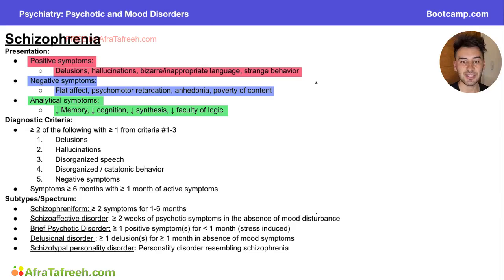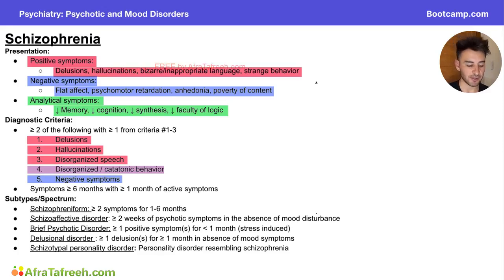Alright, so let's start talking about some of the diagnostic criteria because they are so important. So we're going to have 2 or more of the following, with 1 or more from criteria numbers 1 through 3. So let's talk about criteria 1 through 3 first. These are going to be our classically active symptoms. So things like delusions, hallucinations, disorganized speech. You need at least one of those to qualify for a diagnosis of schizophrenia.